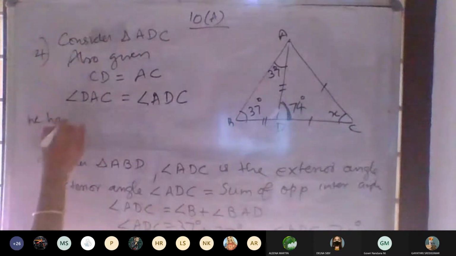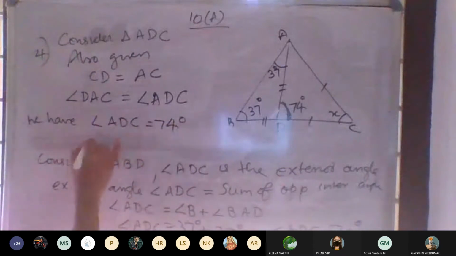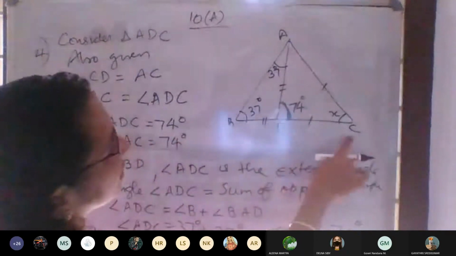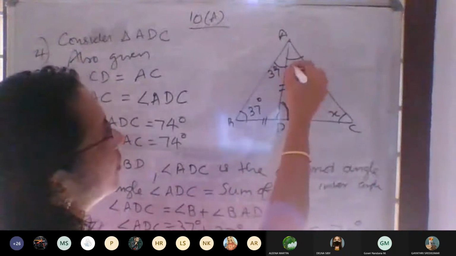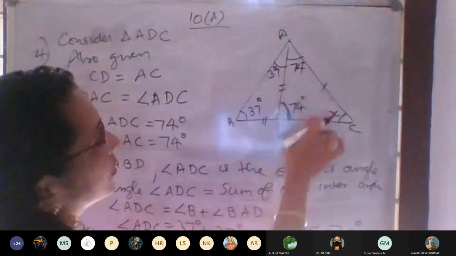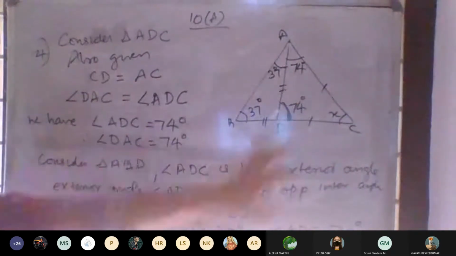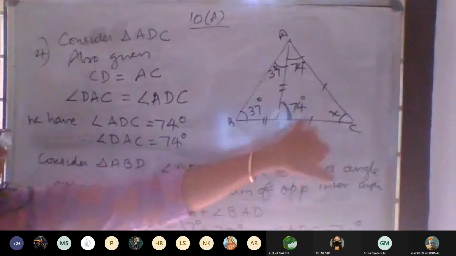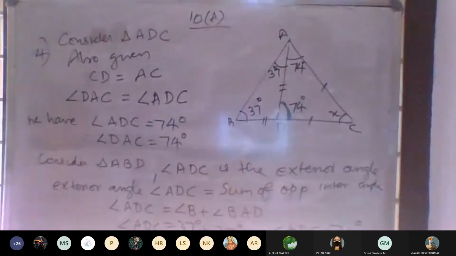We have angle ADC, which we got as 74 degrees. Therefore angle DAC also will be 74 degrees, because the angles opposite to equal sides are equal. Side AC and CD are equal, so the angles also will be equal. So angle DAC is equal to 74 degrees.